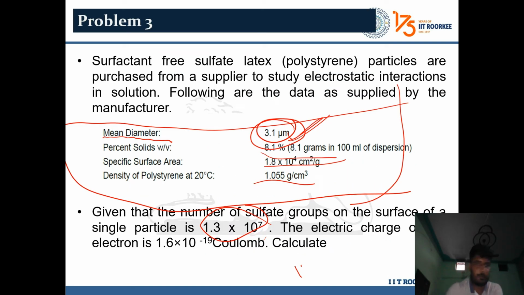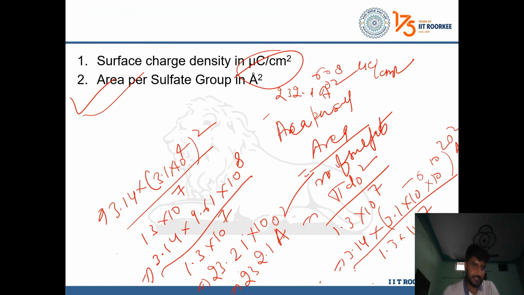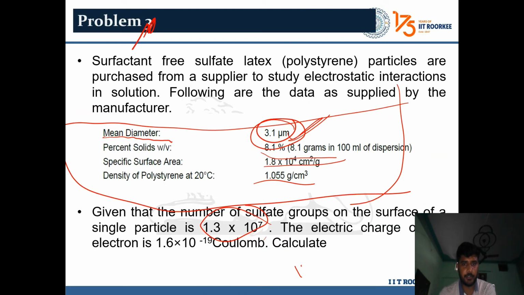Again, this is now problem 3. The polystyrene particles are purchased from the supplier to see electrostatic interaction in solutions, and following are the data supplied by the manufacturer. Given the number of sulfate groups on the surface of a single particle, you have to calculate the surface charge density. For calculating surface charge density, you already have the number of sulfate groups. You have the charge value, that is 1.6 into 10 to the power minus 19, divided by the area. For a spherical particle, it will be 4 pi r square.